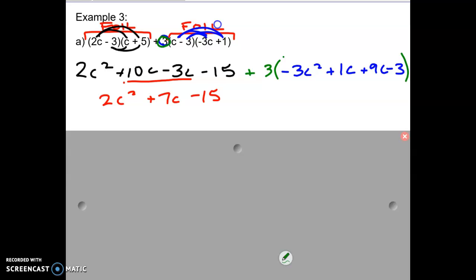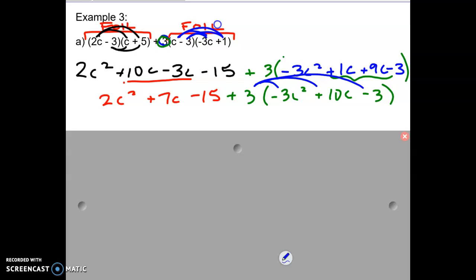Okay? So let's keep going here. Let's figure this out a little further. Remember, we can combine like terms. So I have a 1c and a 9c. So I'm going to get negative 3c squared plus 10c minus 3. Now what can I do with this 3 in front? We can multiply it in, right? It's called distribute. So I can multiply that 3 into all of those pieces.